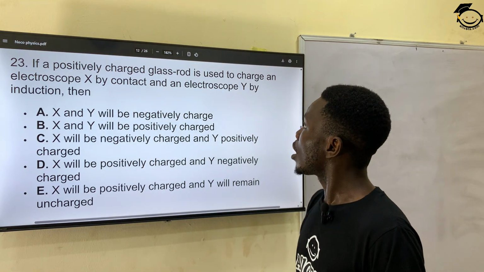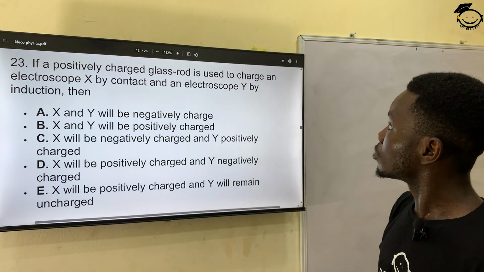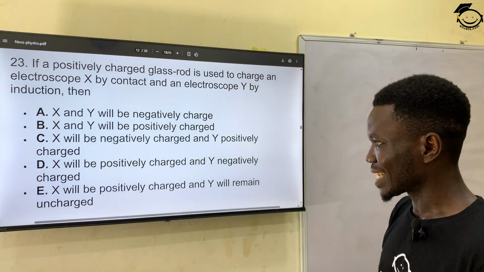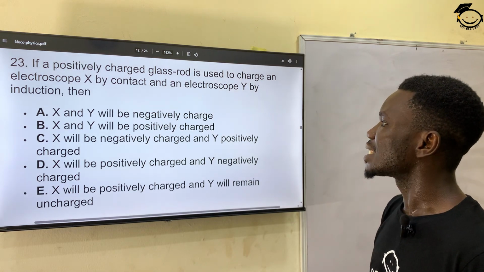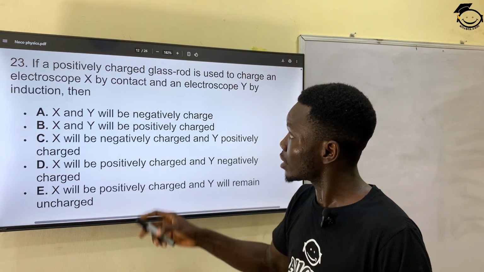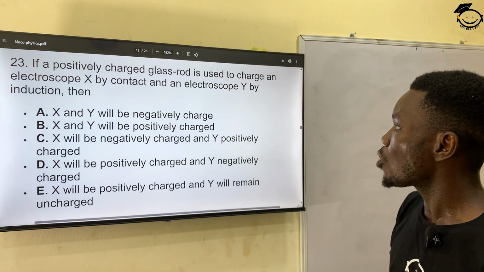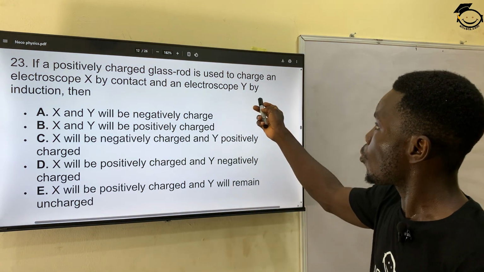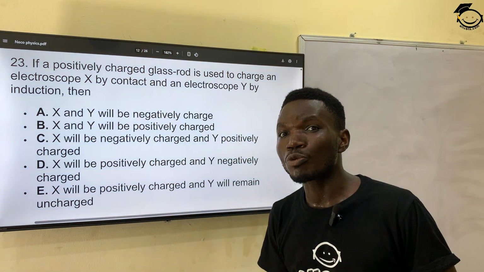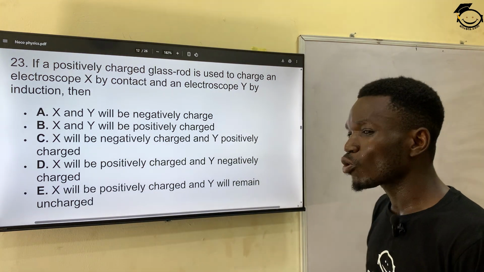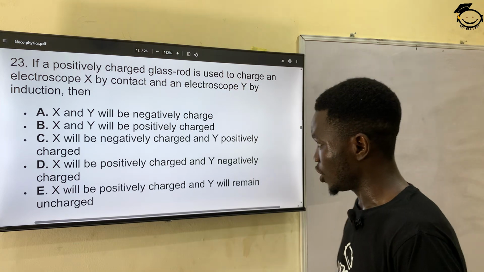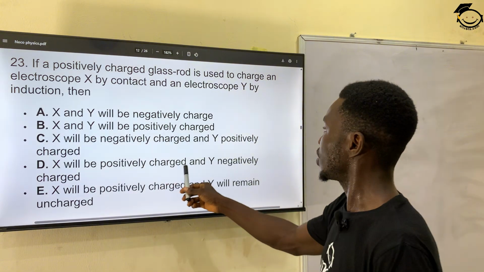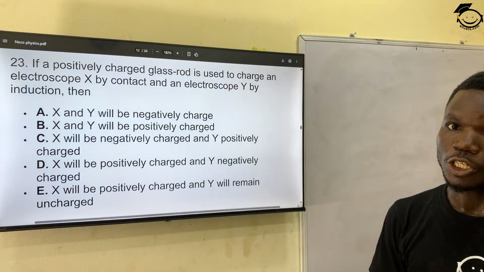Now, when you use a positively charged rod to charge an electroscope X by contact, the electroscope that you are charging by contact will become positively charged. But when you charge an electroscope Y by induction, the electroscope will become induced such that it will become negatively charged because it was induced. So the correct option here is option D. X will become positively charged and Y will become negatively charged.